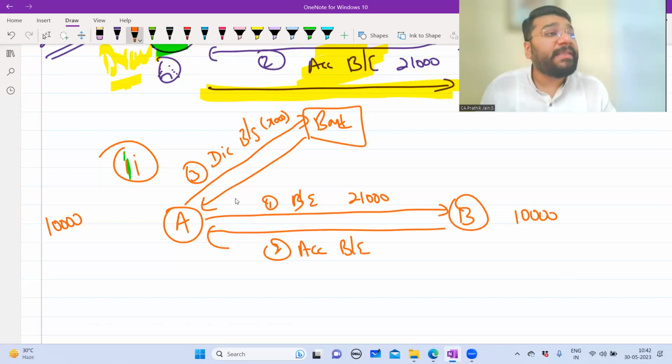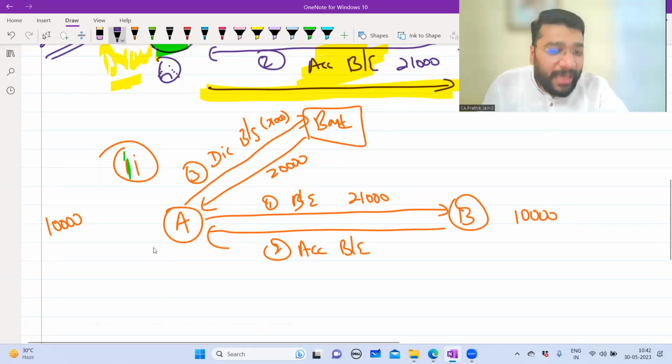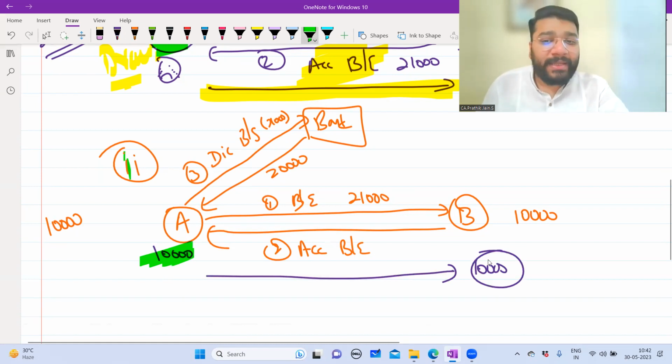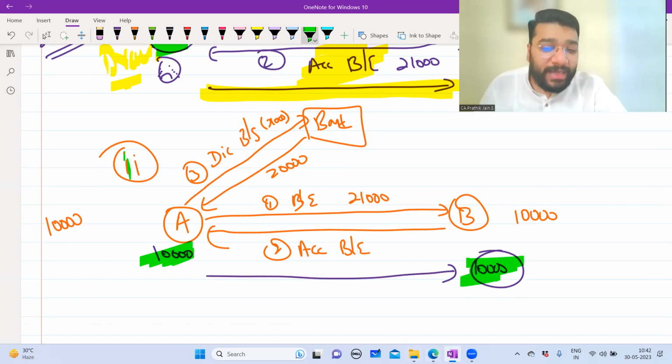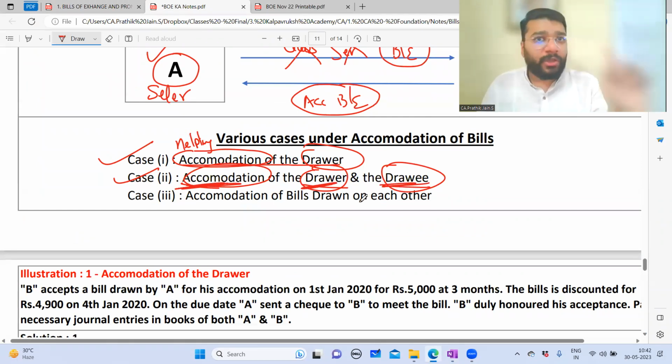And how much money is A receiving? 20,000 A is receiving. Now in this 20,000 rupees, A needs only 10,000. So A will keep 10,000 with himself and the balance 10,000 he will give to B. So now 10,000 A is enjoying, 10,000 B is enjoying. So can I say this is a situation where the helping is done for both drawer and the drawee? That is, one person has drawn the bill, but here both are being helped.